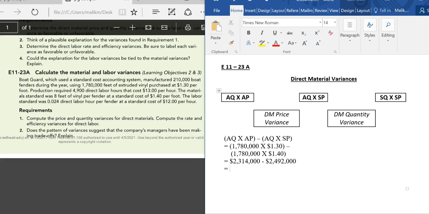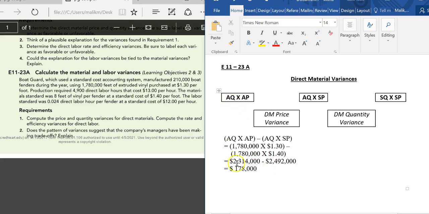2,314,000 minus 2,492,000, first just take the difference and then we will check whether it's a favorable one or unfavorable one. So the difference I found here is $178,000. And now we will decide whether it's a favorable variance or an unfavorable variance.